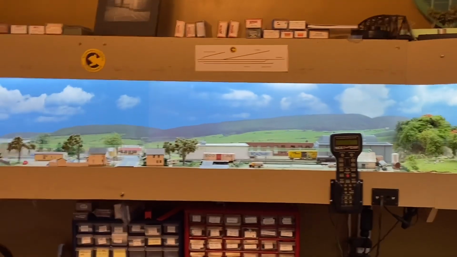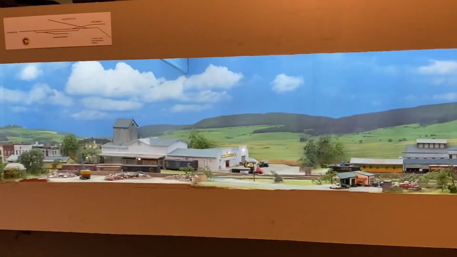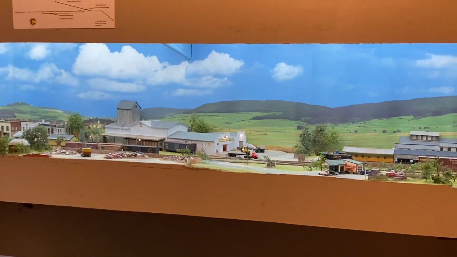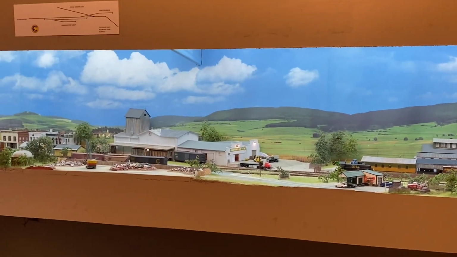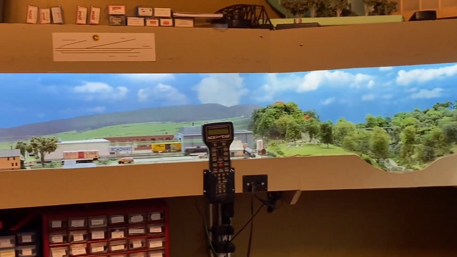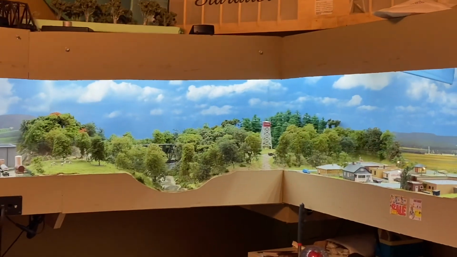So I sort of explained this before. I built Chillicothe first. It was in another bedroom. I decided to build Oak Hill. It'll be a completely separate layout, not connected in any way, but I could use the same equipment on it, carrying it back and forth. My wife suggested that I put them in the same room, so I did, and decided to put Chillicothe on this wall and Oak Hill on this wall, and I connected the two of them with a fictional bridge module.